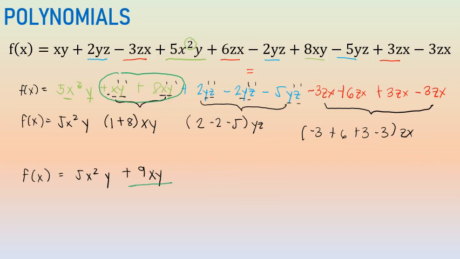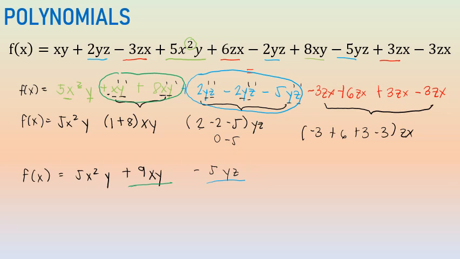Okay? Next, dito naman. 2 minus 2, this is 0, minus 5 is equals to negative 5. Copy the base, yz. Yan. Kung saan ito, this is from simplifying itong terms na ito. Yan. This one, simplified to negative 5yz.